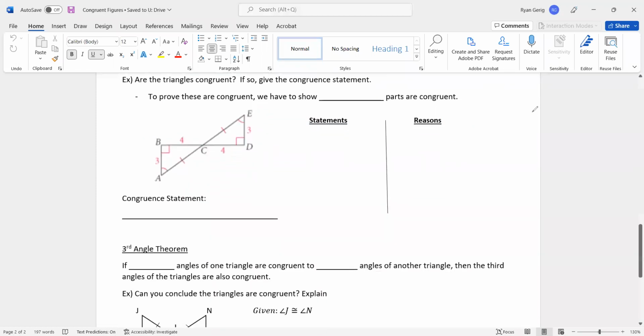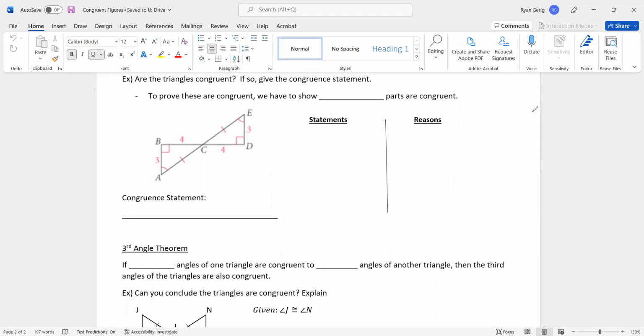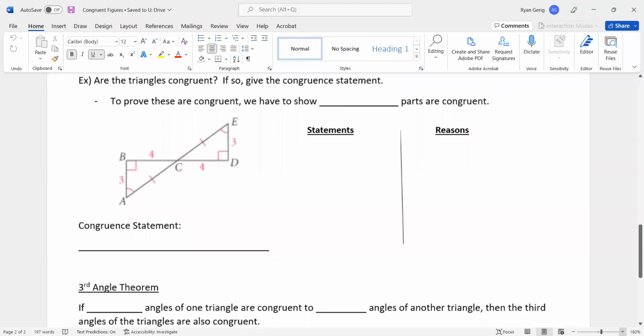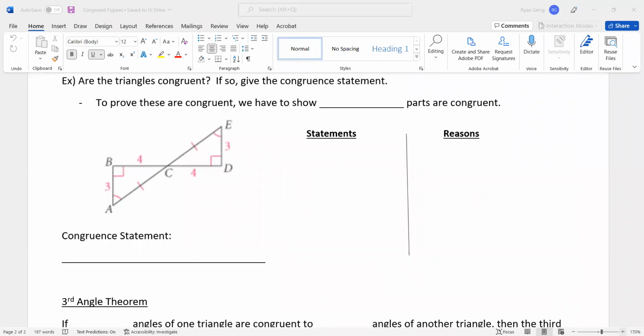All right. Are the triangles congruent? If so, give the congruent statement. To prove these are congruent, we have to show all 6 parts are congruent. At this point, we have to show all 6 parts are congruent. So I'm going to give 6 statements here. I'm going to go ahead and make this a little bigger so I have room to write. All right. There's a lot of given stuff here. So I'm going to start with that.